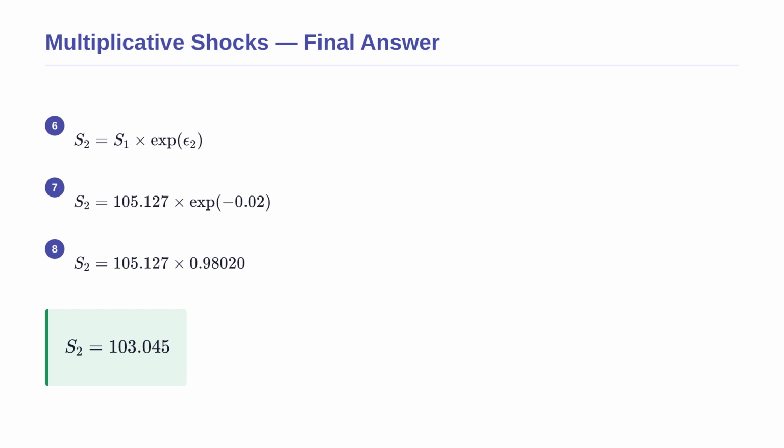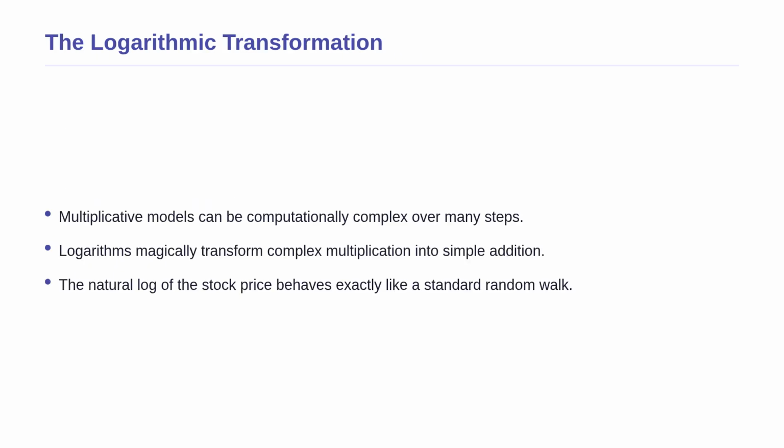Multiplying these together, we reach our final answer. The stock price drops to approximately $103.05, successfully handling a negative market movement without ever crossing below zero. So, we have successfully used the geometric model.